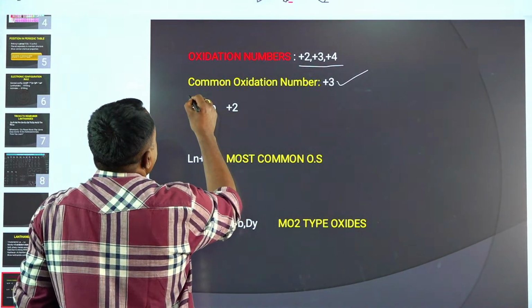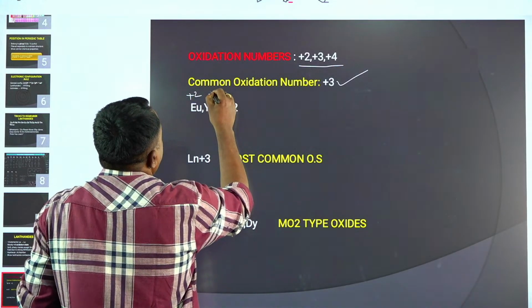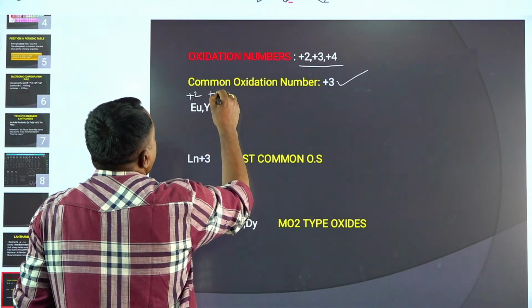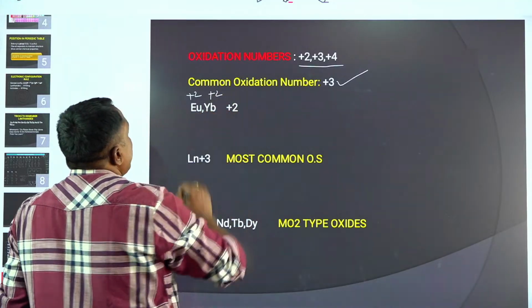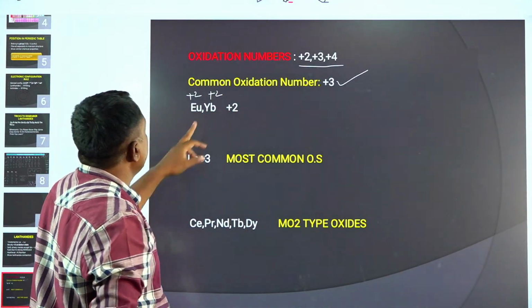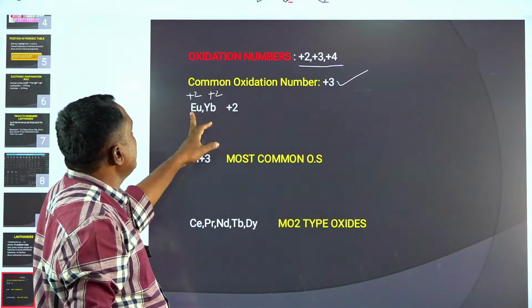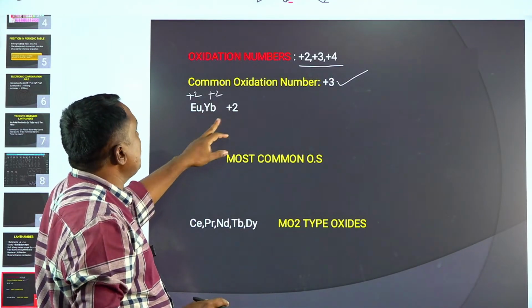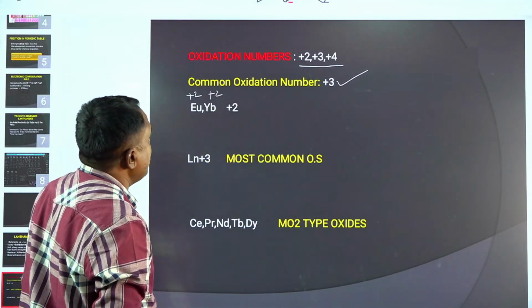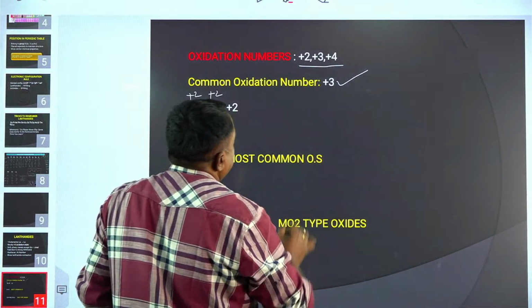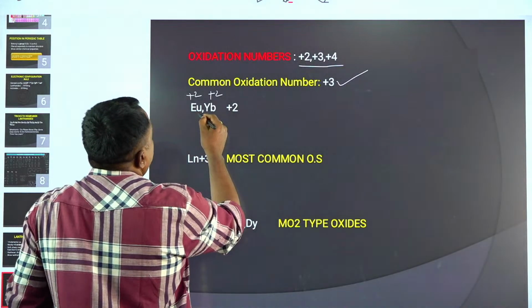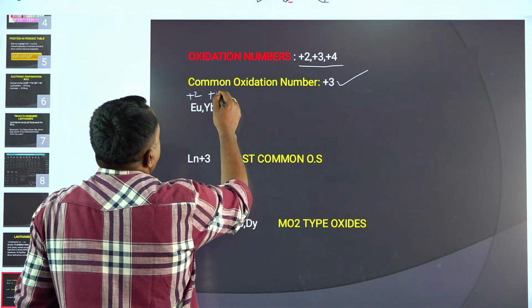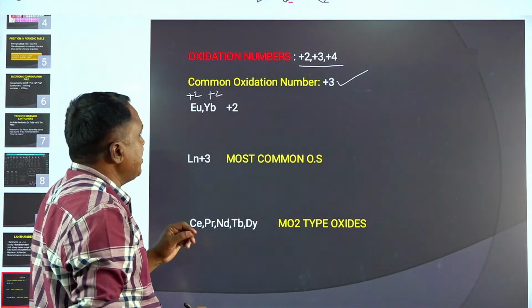Europium and ytterbium, this is Yb, they exhibit the +2 oxidation state. They exhibit +2 because of stability factors. So lanthanum +3 is the common oxidation state, while europium and ytterbium exhibit the +2 oxidation state.